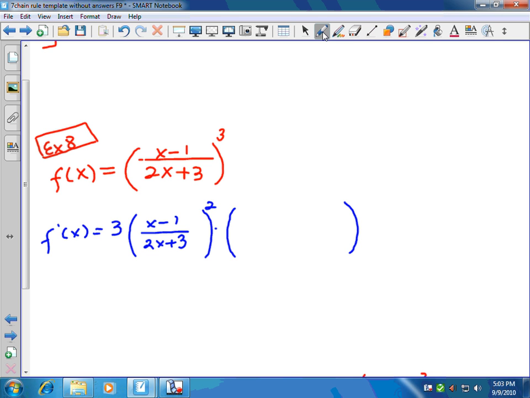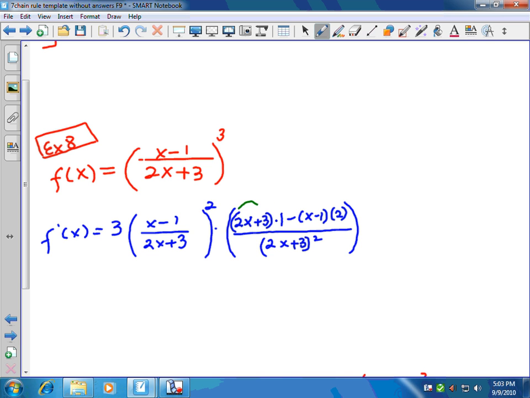So with the quotient rule, I write down my bottom term first, or the bottom expression, which consists of 2 terms. So the lower expression times the derivative of the higher, derivative of x minus 1 is 1, minus the higher expression times the derivative of the lower, which is 2, all over the bottom one squared. And I'm done with the calculus. The rest is just simplification.